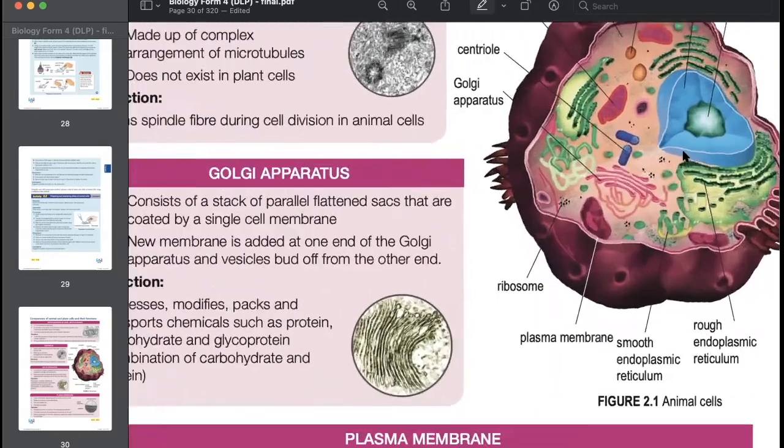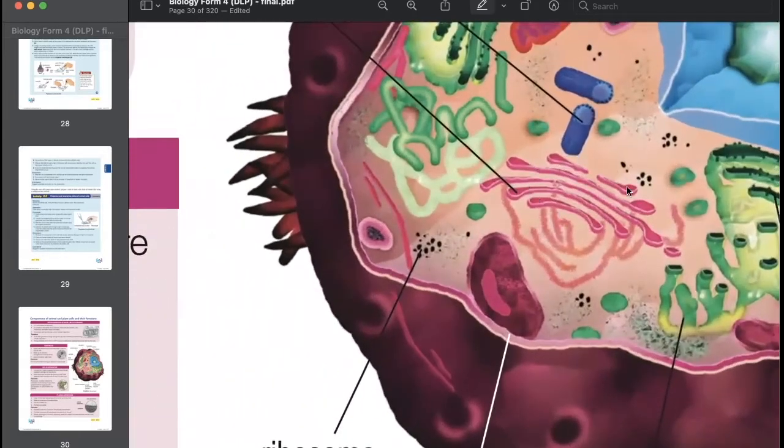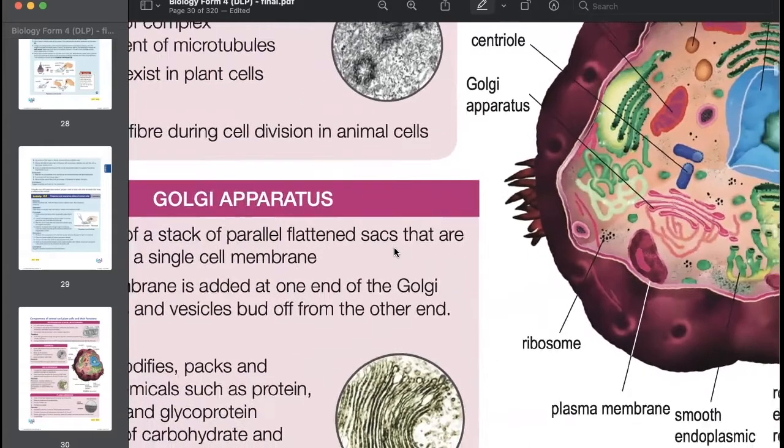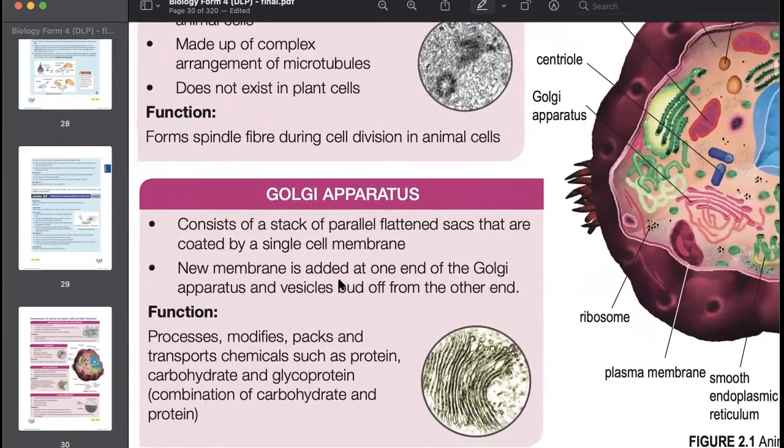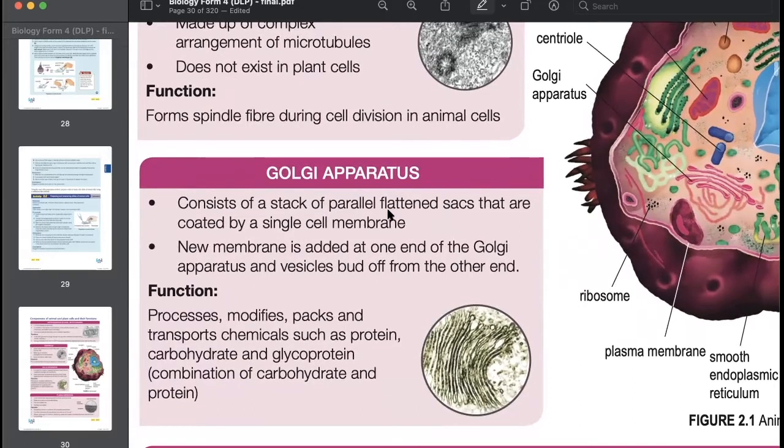Where is the Golgi apparatus? This is how Golgi apparatus looks like, the pink color. What is the information about Golgi apparatus? It consists of stacks of parallel flattened sacs that are coated with a single cell membrane, and new membrane is added at one end of the Golgi apparatus and vesicles bud off from the other. This is how Golgi apparatus looks like. And the function, there are four functions: first process, then modify, then pack, and then transport protein.